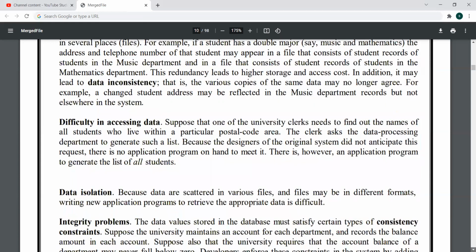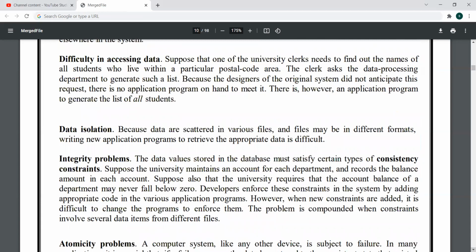Next are difficulty in accessing data, data isolation, and integrity problems. These are disadvantages of the file processing system.